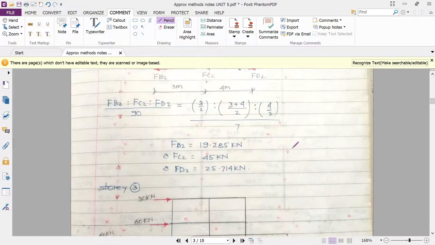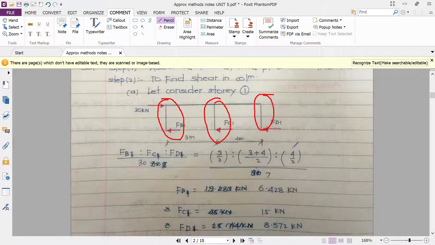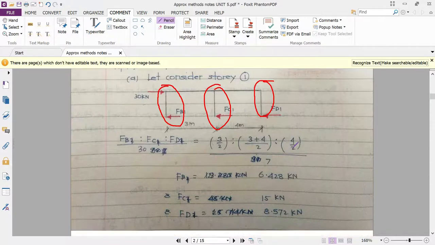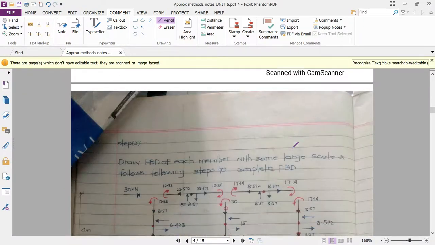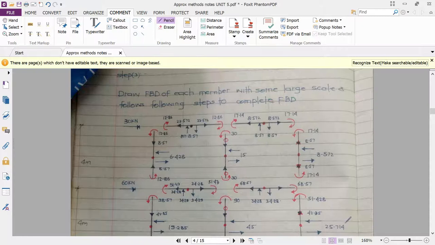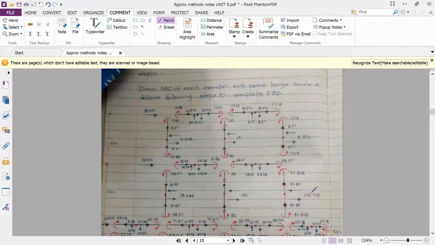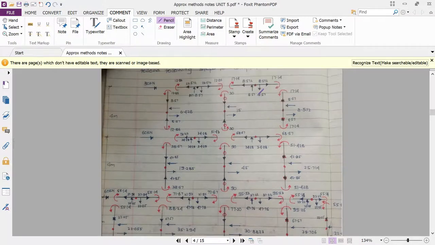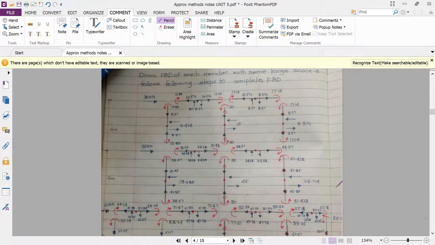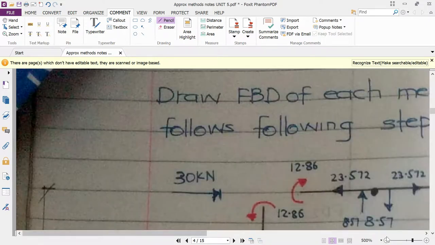So whenever the portal frame type of numerical will be there in your examination, the first and foremost important step is the calculation of the horizontal shear forces. These are the horizontal shear forces. Now second is the drawing of the final free body diagram of each member with some large scale and following the steps to complete the free body. So this is the particular forces diagram. If you see that, it looks very tedious and very complicated, but it is very easy. So let us see how it can be resolved.